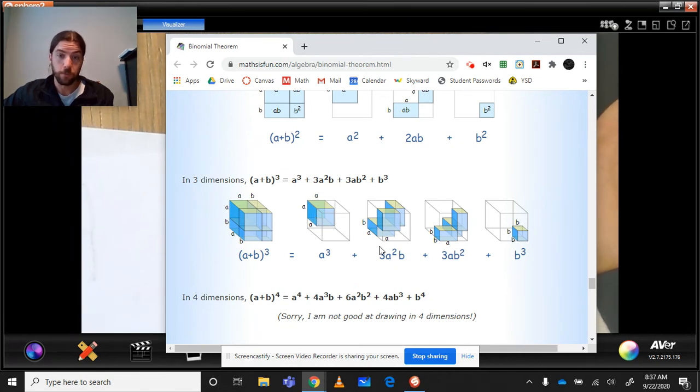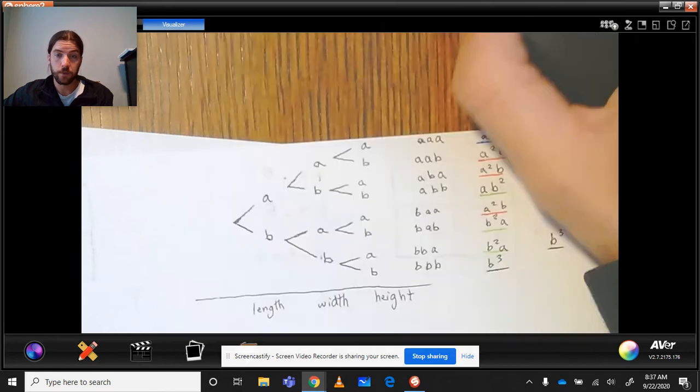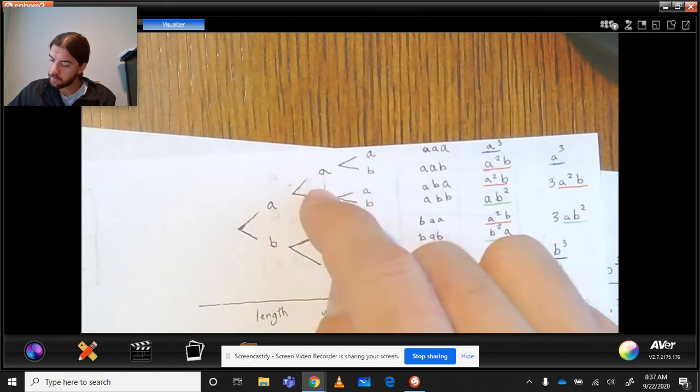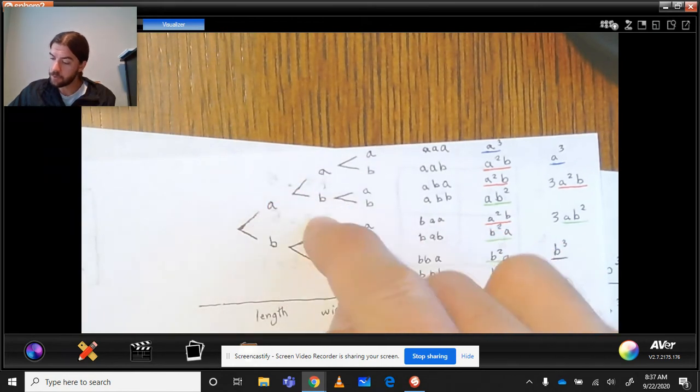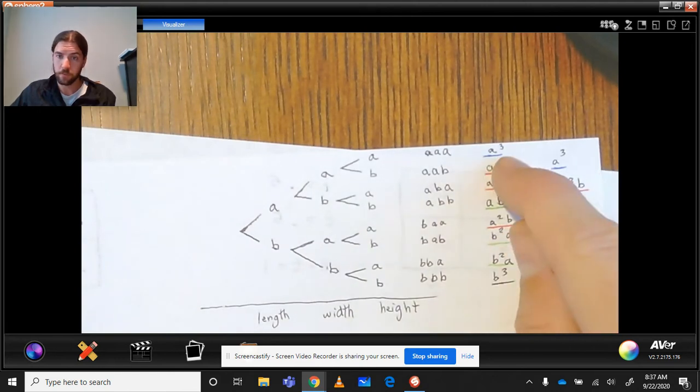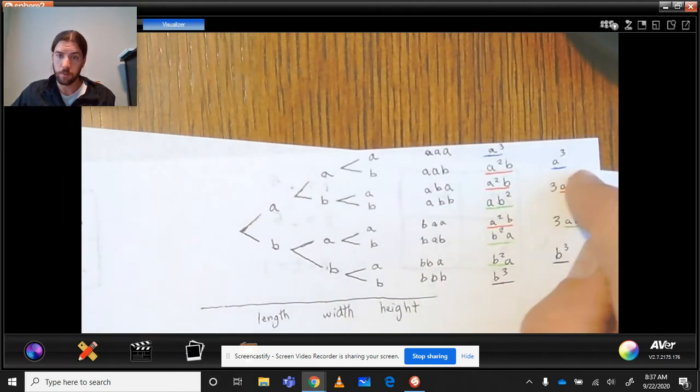There are 3 of those volumes that are a squared b, and you can get those by following the paths where you go a times b, a times b times a. As long as you have 2 a's on your path, that counts as one of those. So we have 3 of those: a squared b, a squared b, a squared b.